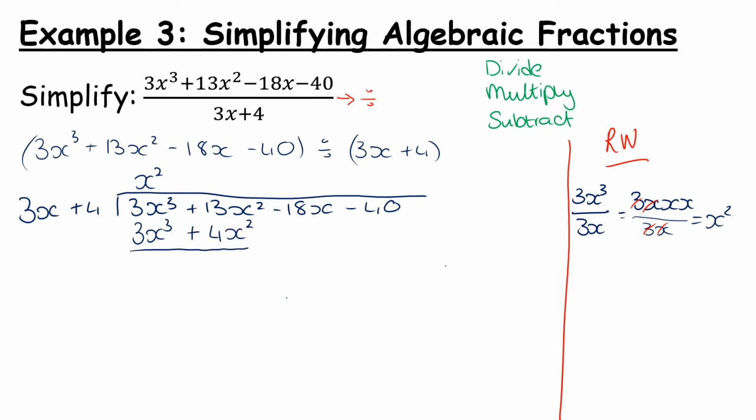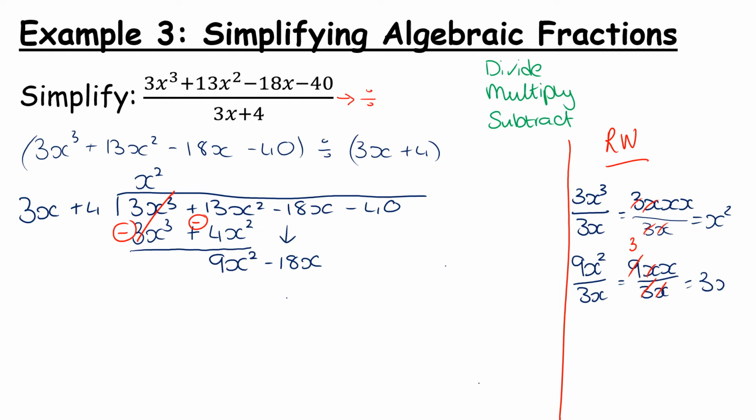Okay, so now let's do our subtraction. So this becomes a minus and this becomes a minus. So 13x squared minus 4x squared gives me 9x squared. Let's bring down our minus 18x. Now, so we have 9x squared divided by 3x, which gives me 9x divided by 3. So the x's cancel and 3 goes into 9 3 times. So what that leaves me with is 3x. So I have plus 3x, so that's my division done.